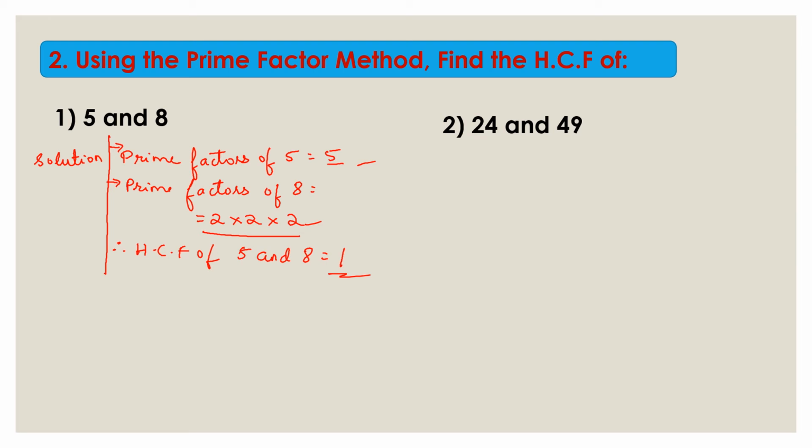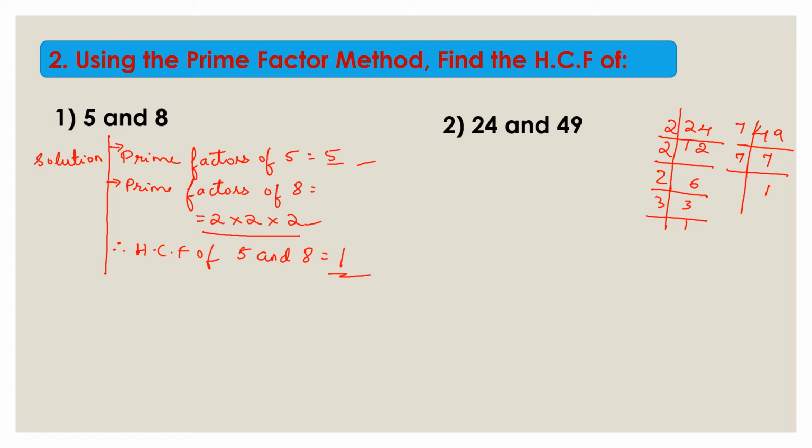Let's move to the next one, HCF of 24 and 49. Let's find the prime factors. Let's take 24 here. Let's divide. 2 1s are 2, 2 2s are 4, 2 6s are 12, 2 3s are 6 and 3 1s are 3. As you see, we have taken 2 and 3 to divide 24. Let's go for 49 and check. It is 7 7s are 49, 7 1s are 7.